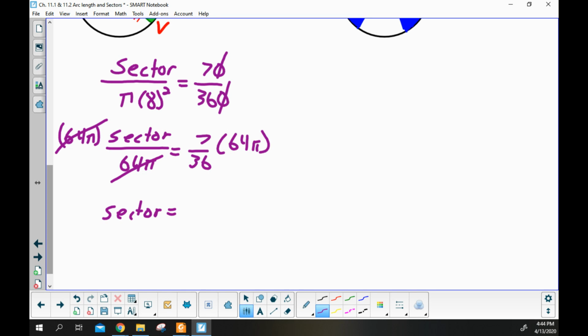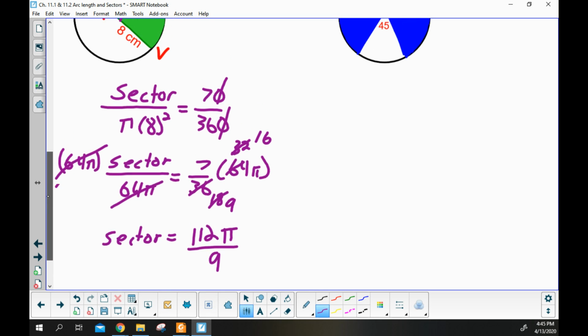We know that 36 and 64, they're both divisible by 2 if you just want to go the easy route. So that gives me 18 and 32, and again, that's 9 and 16. And now I have 7, 16, and 9. None of those are cancelable at this point, so now I'm just going to multiply them together. So 7 times 16, 7 times 10 is 70. 6 times 7 is 42. 70 plus 42 is 112. So 112 pi over 9.